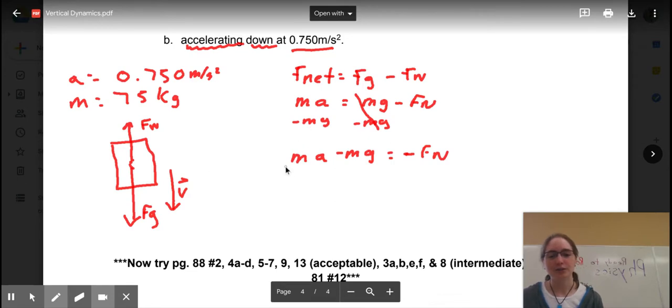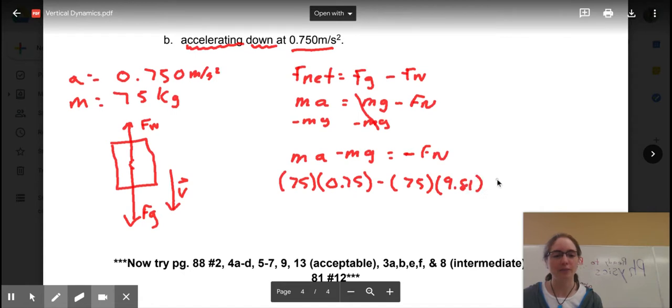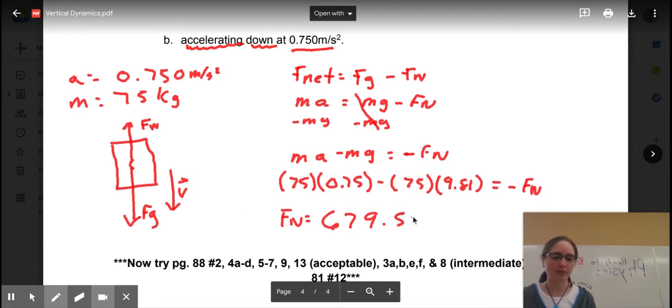Okay. So my mass of 75 kilograms, and then my acceleration of 0.75, minus my mg of 75 kilograms multiplied by 9.81, is going to give me a negative value for FN, which is okay. So once you've put this into your calculator correctly, I'm going to wind up with 679.5 newtons. Now, negative FN is going to equal a negative answer. Well, that's easy enough. Negative FN, negative answer.